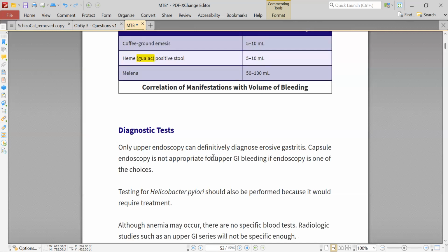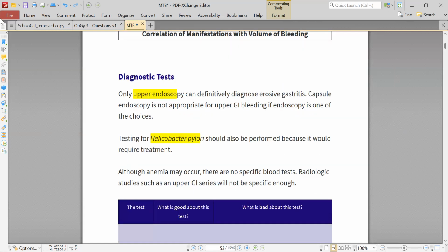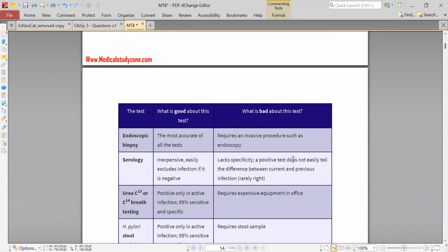Whenever there is erosive gastritis due to NSAIDs or any other reason, we are going to do an upper GI endoscopy. Capsule endoscopy is not appropriate for upper GI bleeding. Testing for H. pylori should be done whenever there is GERD. Although anemia can also occur, there is no specific blood test. Radiological studies like the upper GI series will not be effective.